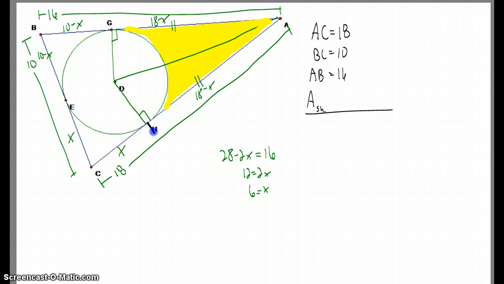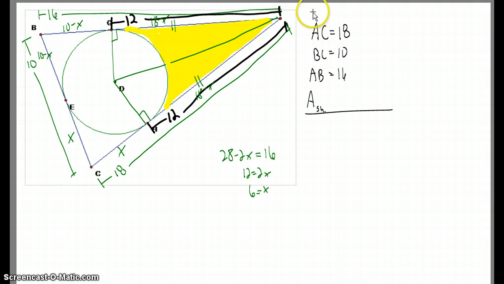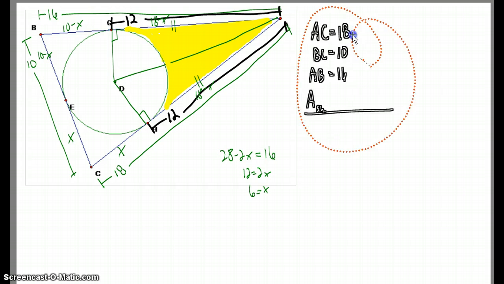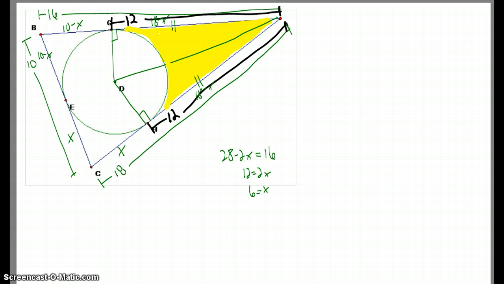If x is 6, that means that this length is 12, as is this length. And those are going to be the most important ones for us, so I could plug in the other ones, but we'll just stay with that for right now. Next, on the entire triangle, clear some of this stuff out. The entire triangle is a side-side-side case where we have 10, 16, and 18.